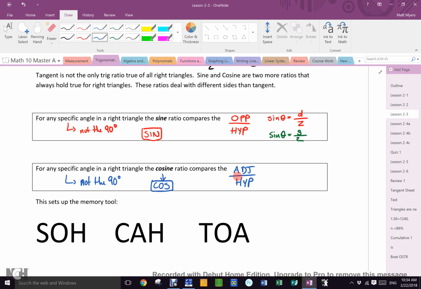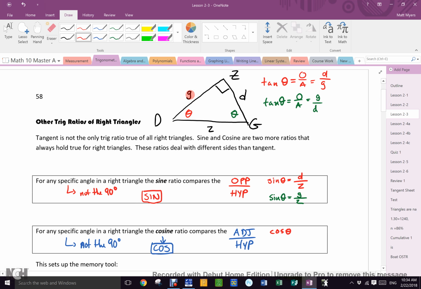And this one causes a lot of trouble because you all remember adjacent as being beside the angle you're working on, yes? Except, what is the cos of red theta? When you look at that drawing, there's two sides that are beside red theta. But one of those sides already has a name. Which one? The hypotenuse. So the hypotenuse can never be your adjacent or your opposite. Does everybody understand? Because the hypotenuse already has a special name. So what is the cos of red theta? G over Z. And what is the cos of green theta?